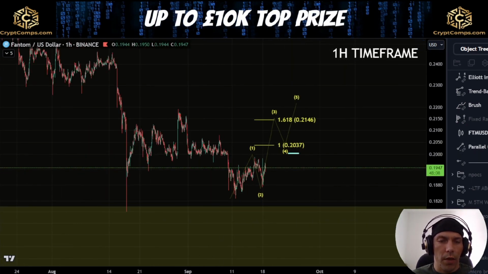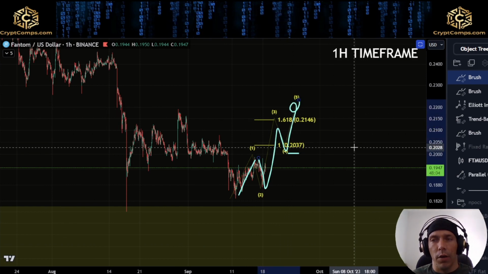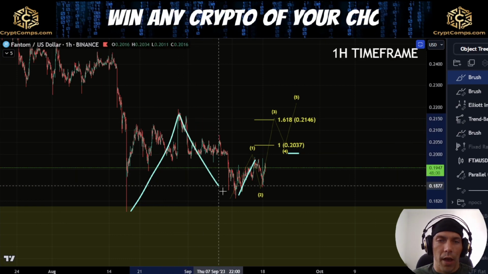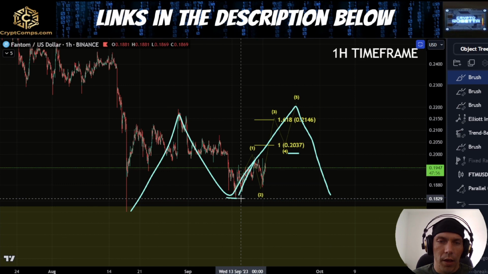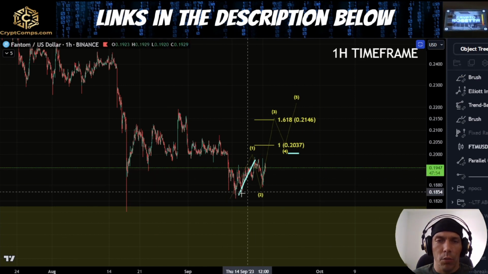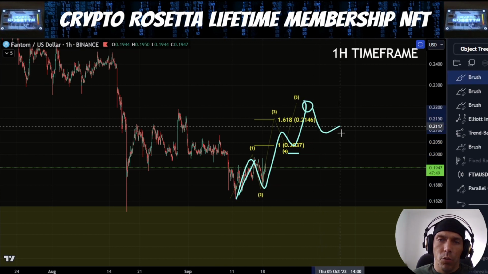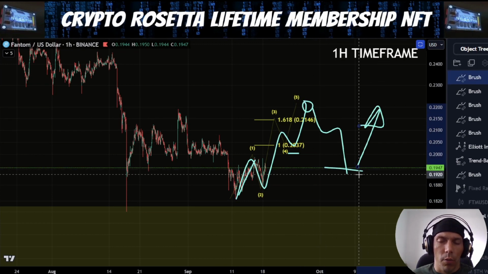The problem is that even if we do get this as 1, 2, 3, 4, and 5 to the upside as we have it marked out here, what we could still see is that this is just a bigger A, B, and C pattern, and then we could still look to break down. So the key level here is going to be this low at the moment. If we do see an impulsive structure to the upside like this, we need to watch that retracement. 3 waves down could mean that we could see continuation up.